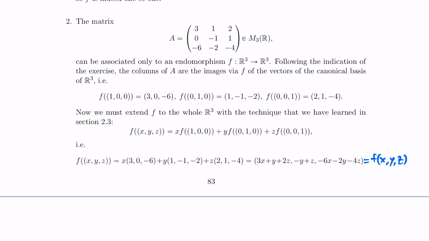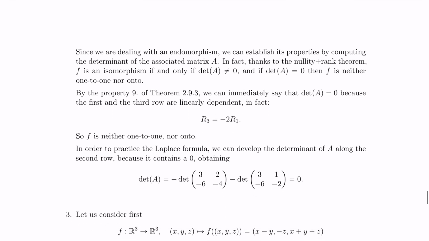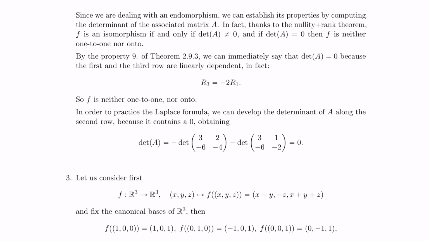Now pay attention, we have an endomorphism and we have the explicit expression of a matrix associated to it. What can we do with that? Well, we can compute its determinant. We know that if the determinant of A is different than 0, then F is an isomorphism. Instead, if the determinant of A is equal to 0, then, thanks to the nullity plus rank theorem, F is neither 1 to 1 nor onto.